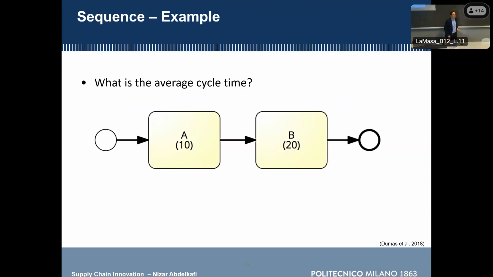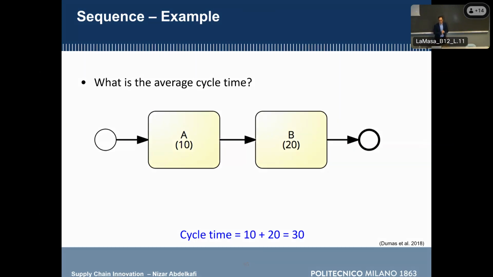Okay, so we start with a very simple part of the process. So we have a sequence. What's the average cycle time here? So A has a duration of 10 and B has a duration of 20. Very simple. 30. 10 plus 20.